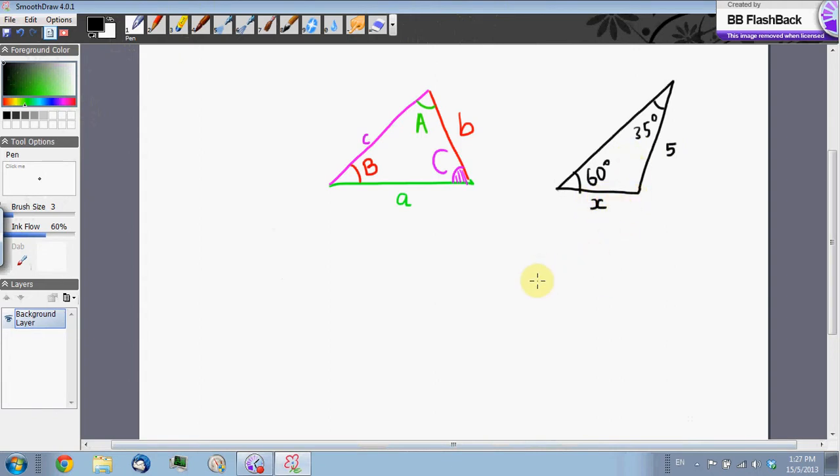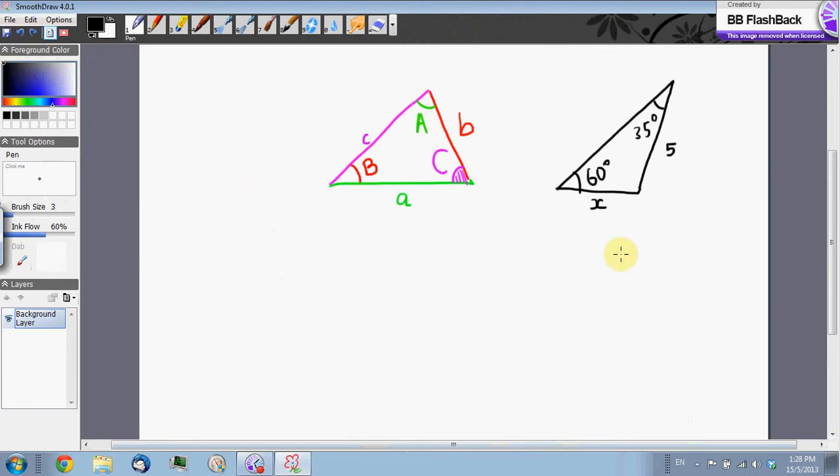In order to solve this question, you need to first realize that this angle, this green angle, is related to this length, because it's on the opposite side. And this blue angle is related to this length, because it's on the opposite side, as you can see.